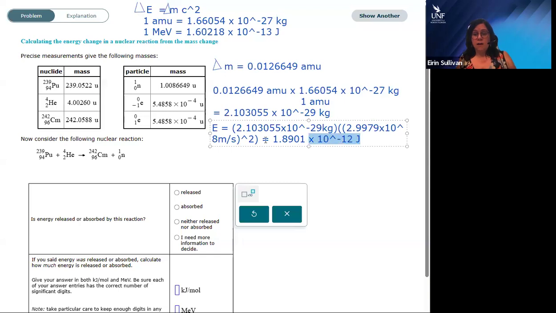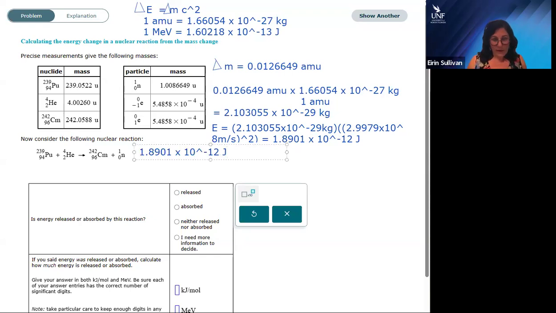Now, that does not sound very impressive, and that is because we are not there yet. We're asked for the energy in kilojoules per mole. That is the energy of one nucleus of polonium-239 reacting with one helium-4 to form one curium-244 and one neutron. We are talking about a one atom to one atom ratio here. So first things first, let's get joules into kilojoules because we know we're going to need to do that. We're just going to divide by 10 to the power of 3 joules.